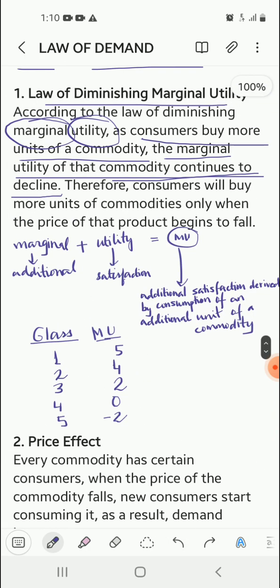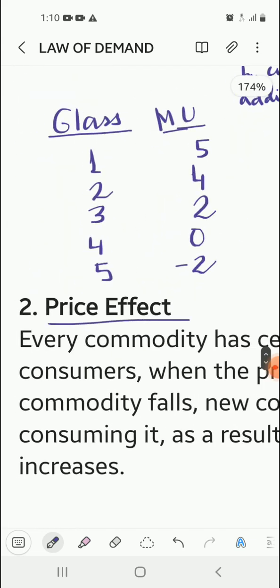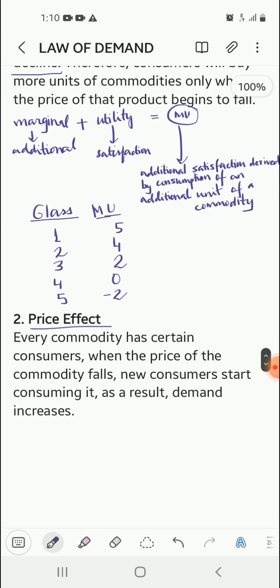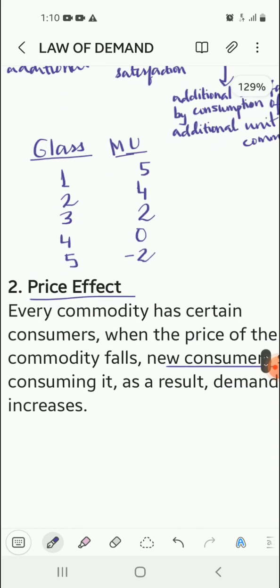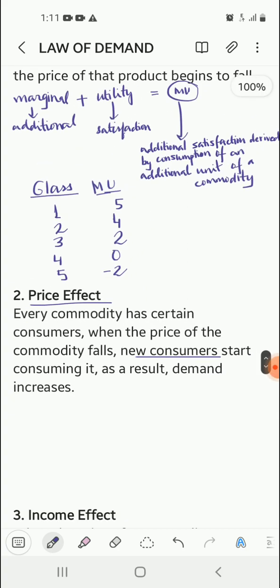Now, the second reason is the price effect. Every commodity has certain consumers. And when the price of a commodity falls, new consumers also start to consume it. For example, if the price of a commodity was such that it was unaffordable for a certain income group, now as its price decreased, it became affordable for people belonging to that income group also. So it attracts new consumers and therefore the total demand also increases.